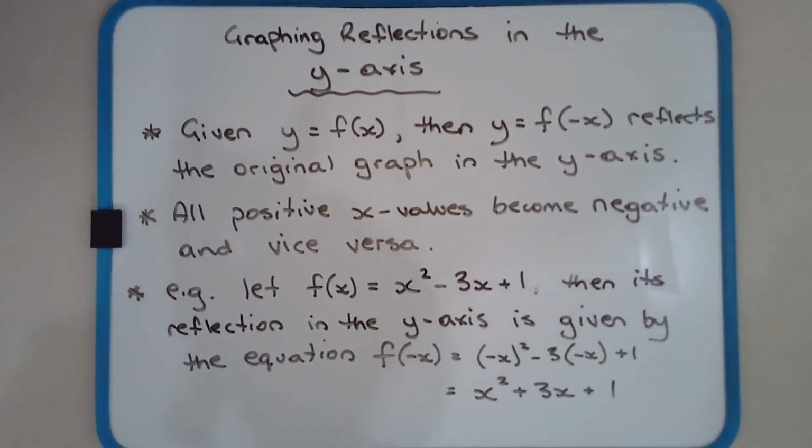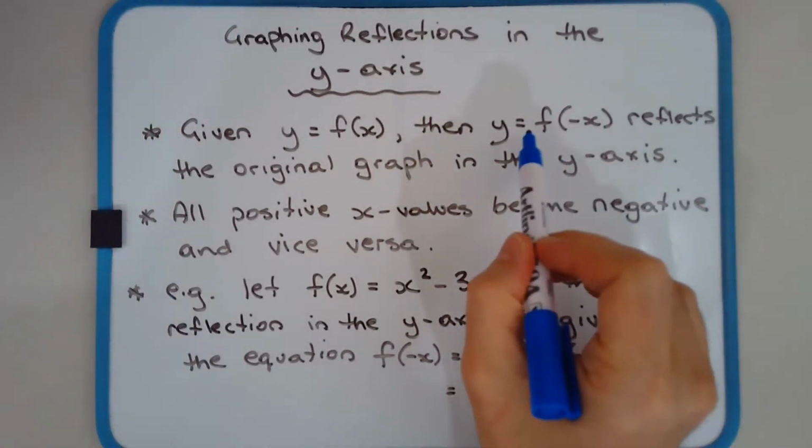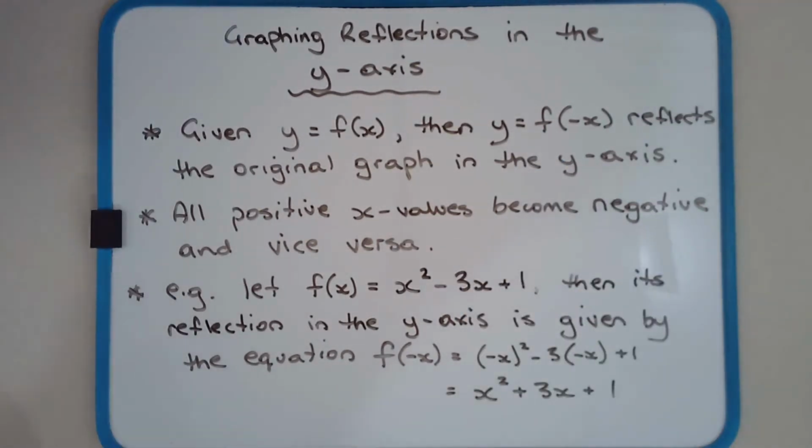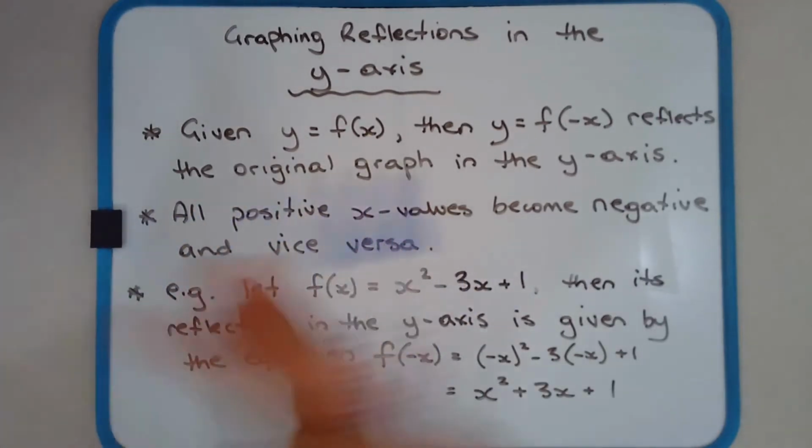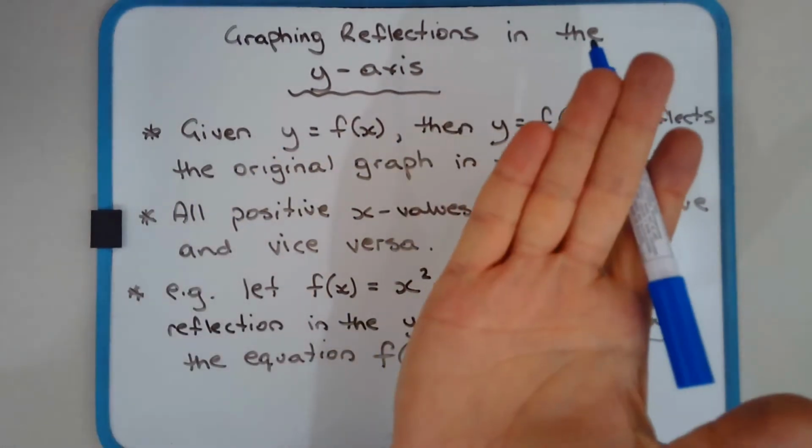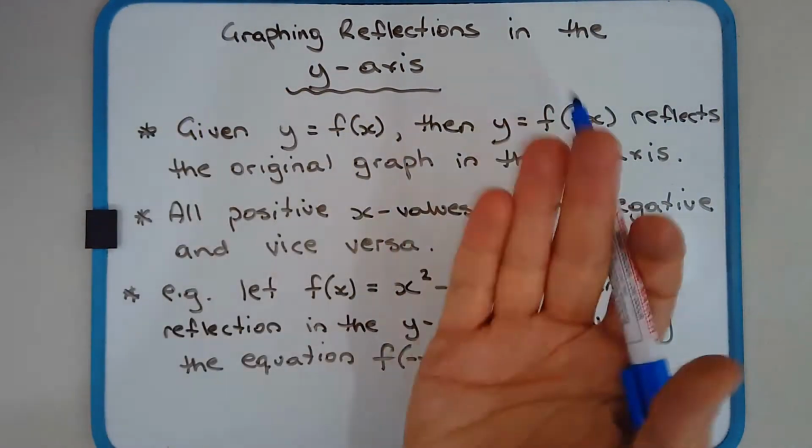In this video, we're going to look at graphing reflections in the y-axis. Now, in the recent video that I've uploaded, we looked at reflections in the x-axis. That's where we put the negative sign in front of the f. This time around, we're going to reflect in the y-axis. So it's kind of reflecting it horizontally, in fact. So from this way to this way, or vice versa.